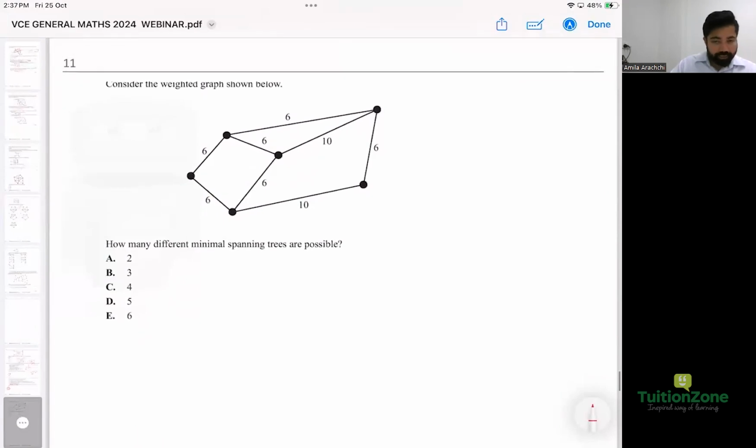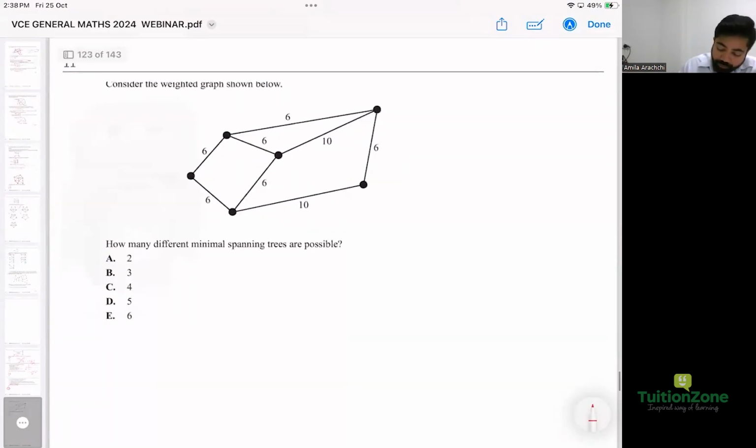This is easy, but you need to draw multiple minimum trees differently. It's good practice. Can you try the question, all of you, please? Because you can see multiple sixes in there, so you can do different paths. But the question is asking how many different minimum spanning trees are possible? Let you draw it. I'll do one.